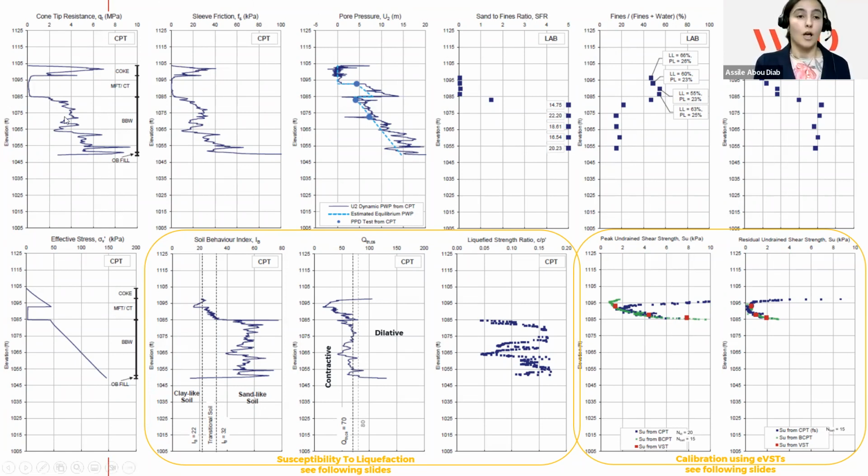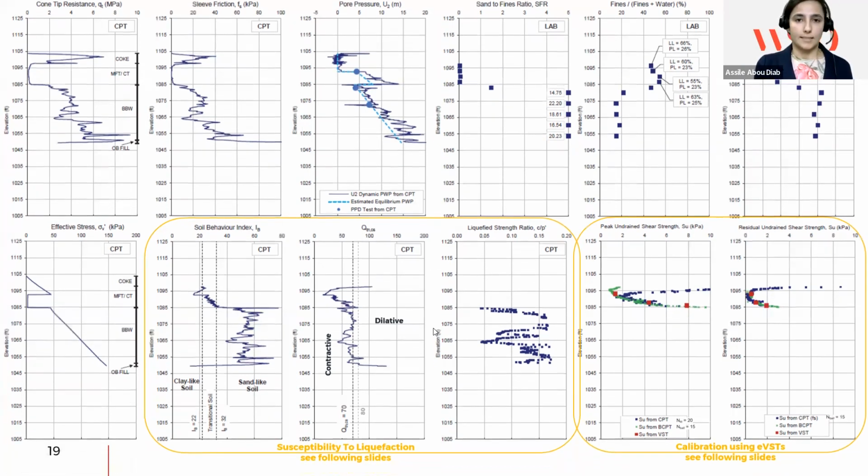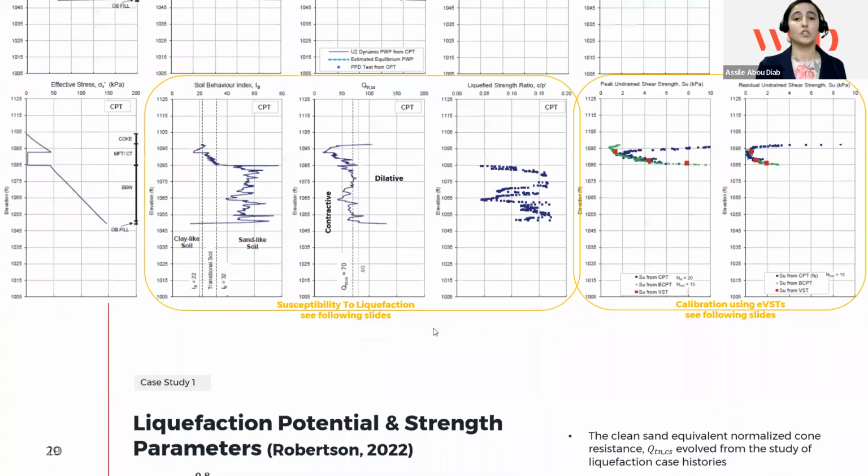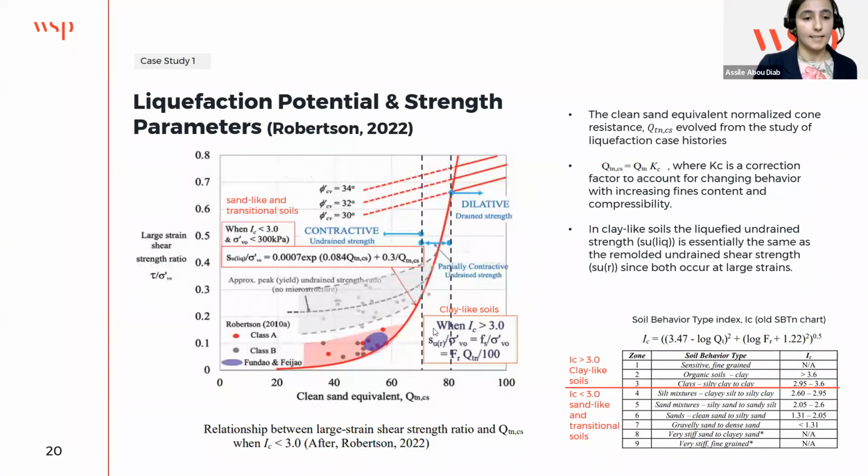So here is a good example of how CPT and conventional approaches can give us the full picture. From these three main readings, we apply many empirical correlations to come up with these parameters that are important in order to evaluate the susceptibility of our sand to liquefaction. And also we apply another set of empirical correlations in order to evaluate the underlying shear strength of our tailings. I'll focus on these two in the next slides, on liquefaction potential and strength parameter of the tailings sand.